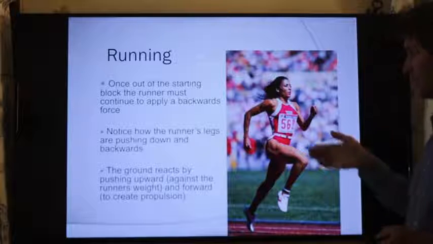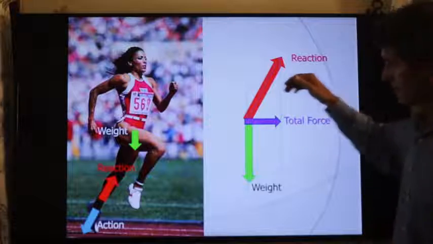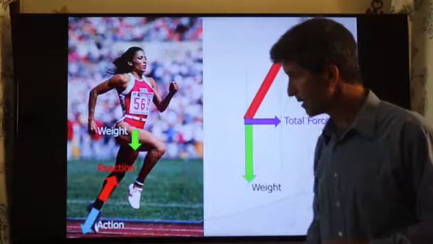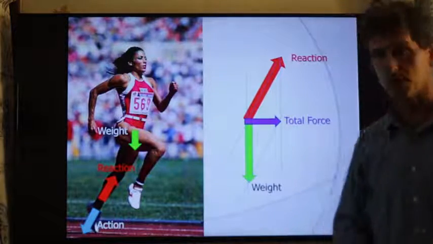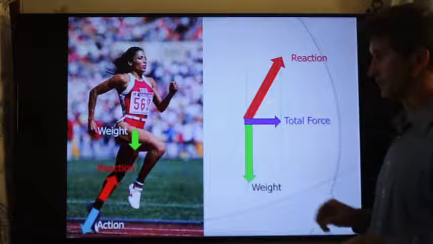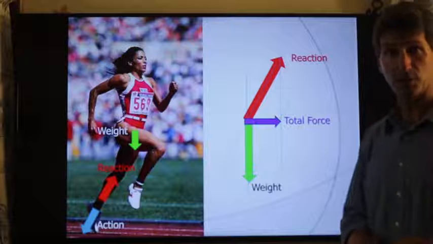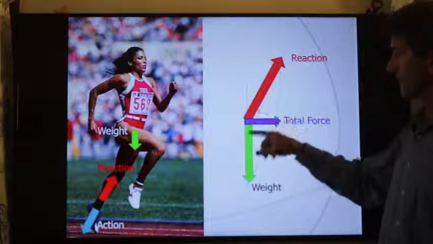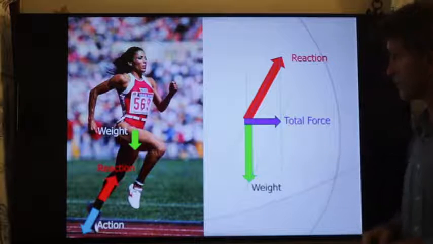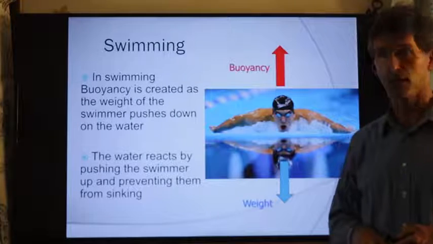Action-reaction. Again, we look at the form of somebody running. Here we have the action, the force of the foot on the track. The reaction, the track pushes forward and upward. Okay? Analyze all the different forces here. Weight pulls down. The reaction from the track pushes up and forward. If we add these two vectors using the parallelogram method, we see the total force is down the track. We are accelerating down the track by pushing at that angle.